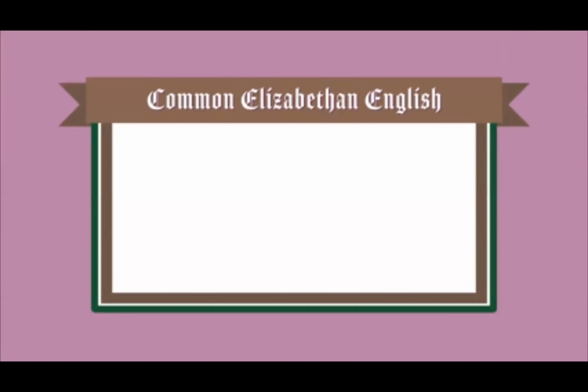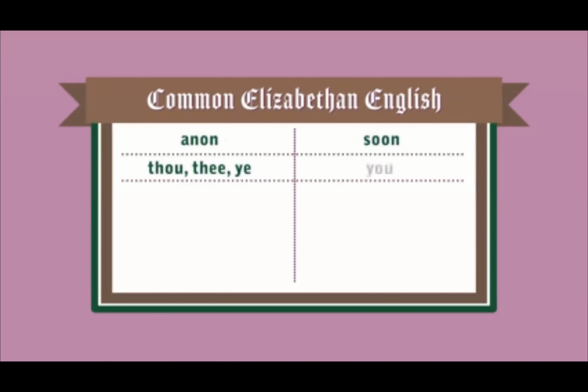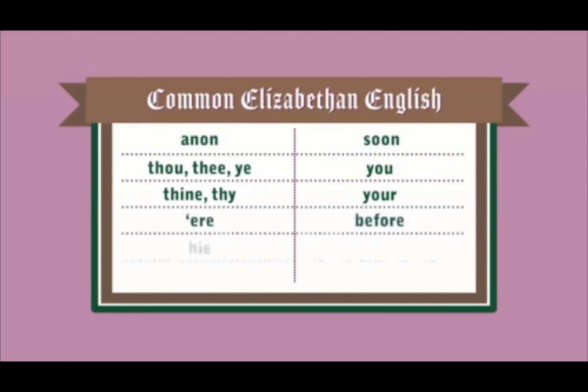There are some common words in Elizabethan English, the English of Shakespeare's time, that you should familiarise yourself with, such as anon, meaning soon; thou, thee and ye, meaning you; thine or thy, meaning your; ere, meaning before; hie, meaning hurry; and wast, meaning were.